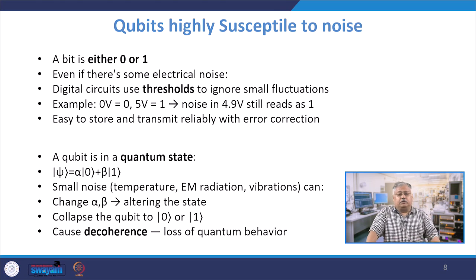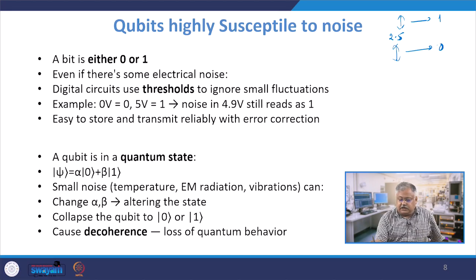Obviously, qubits are highly susceptible to noise. When I say noise, I mean electrical noise. Let's do a one-to-one correspondence between bits and quantum bits. A bit is either 0 or 1, and even if there is some noise, there are thresholds below which we can ignore small fluctuations, and a 0 will be read as 0 and a 1 as 1. For example, if 5 volts corresponds to 1 and 0 volts to 0, and I keep my threshold at 2.5, any voltage above 2.5 will still be read as 1, and any voltage below 2.5 will still be read as 0.